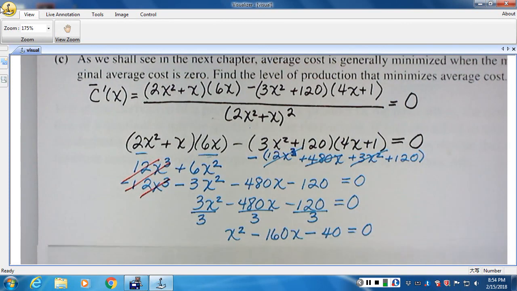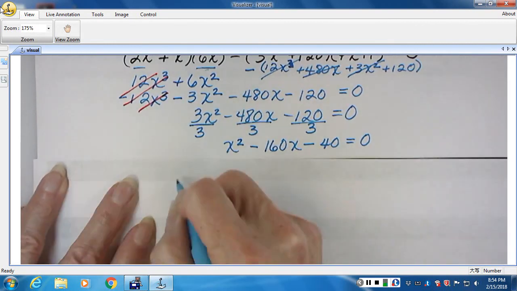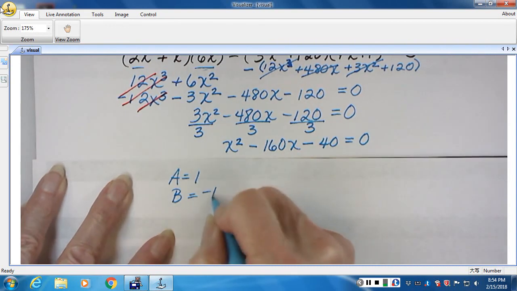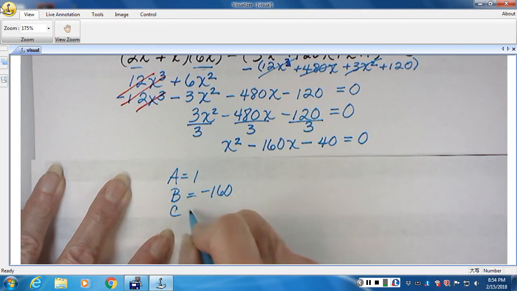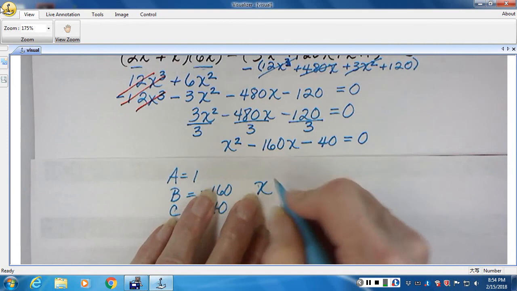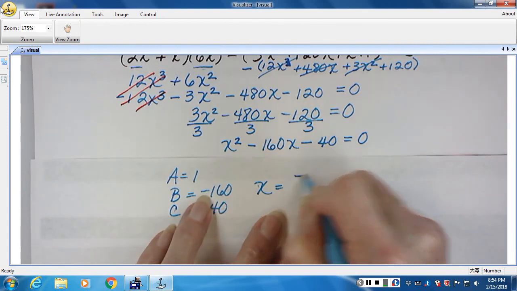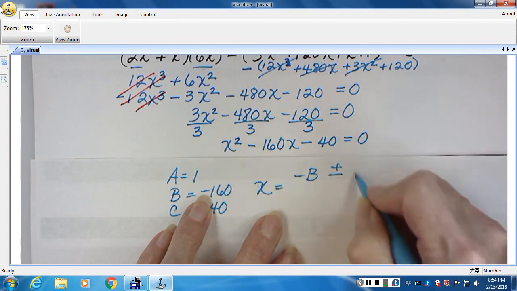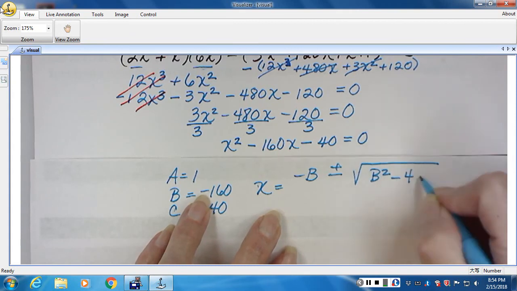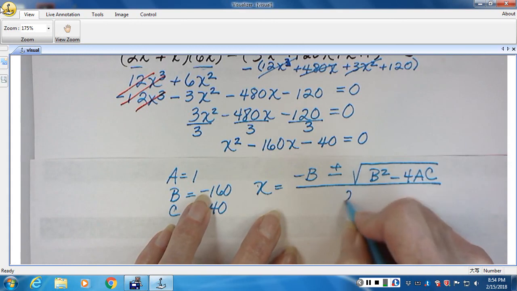So I'll get another piece of paper here to make sure I have plenty of room to write this. I need to know where this is 0, so A is equal to 1. B is equal to negative 160. C is equal to negative 40. And X is equal to the opposite of B plus or minus the square root of the value of B squared minus 4 times A times C, all divided by 2A.